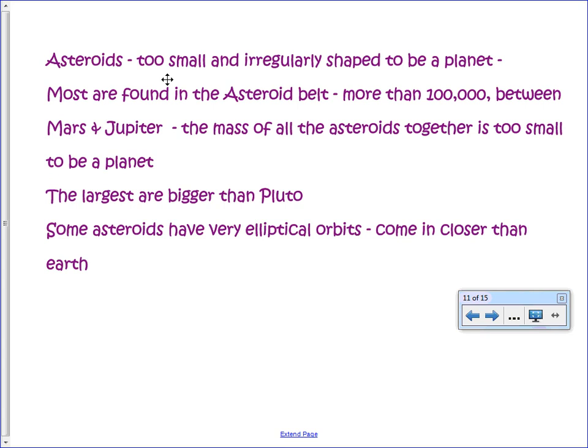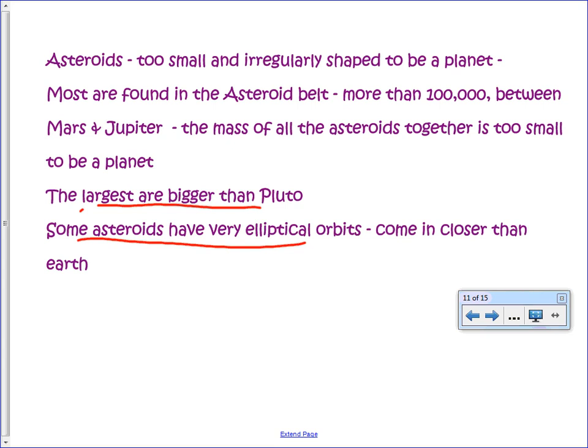And again, we talked before, the largest of the asteroids are, in fact, bigger than Pluto and rounder than Pluto. And so this is one of the reasons that Pluto got demoted, because there are many other things in the solar system more planet-like than Pluto is. Some asteroids have a very elliptical orbit. They come in closer than the Earth.